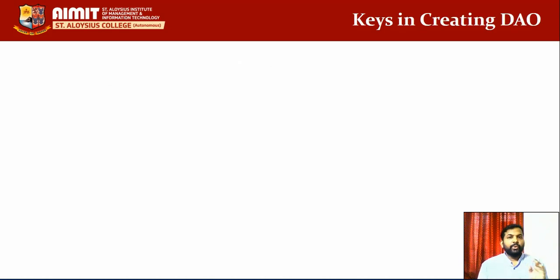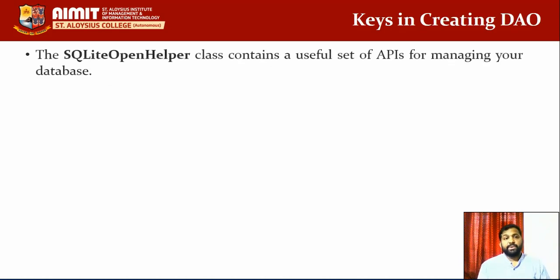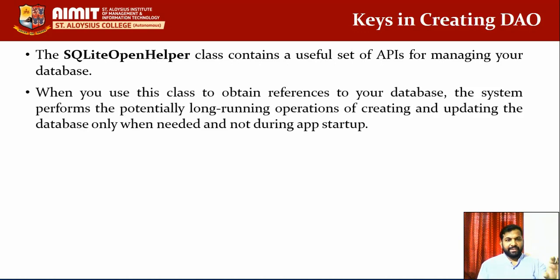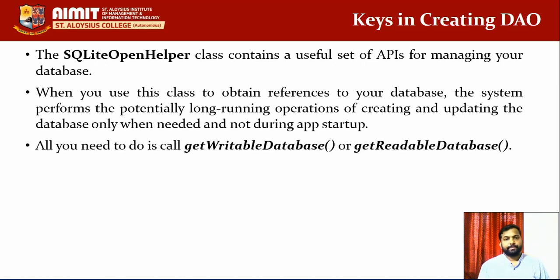I want you to remember a few keywords before we go to the program. The first keyword is SQLiteOpenHelper. That's a full class. Please note capital SQLOH. It contains a set of APIs which helps you maintain the database operations. I've just given the description of what it does. It makes sure that creating and updating the database is only done when it is required, not every time the app starts up. So SQLiteOpenHelper plays a very key role in getting you the database which is stored in your private data folder.